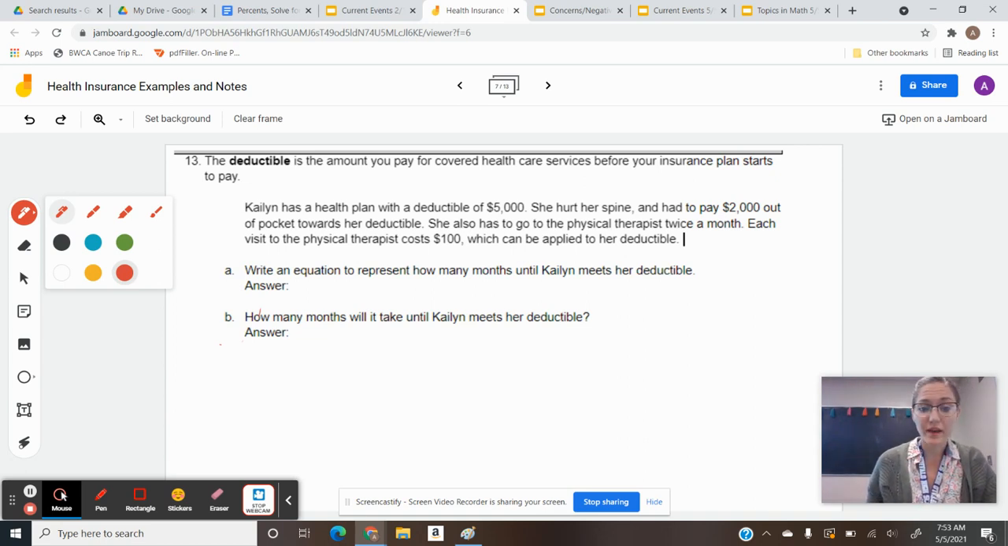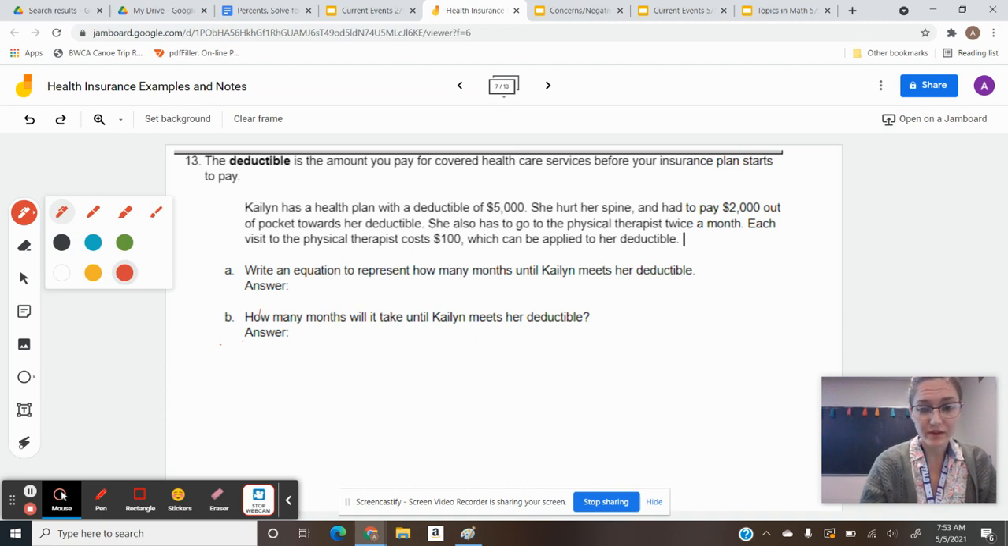So Kaylin has a health plan with a deductible of $5,000. She hurt her spine and had to pay $2,000 out of pocket towards her deductible. She also has to go to the physical therapist twice a month. Each visit to the physical therapist costs $100, which can be applied to her deductible. A, write an equation to represent how many months until Kaylin meets her deductible.